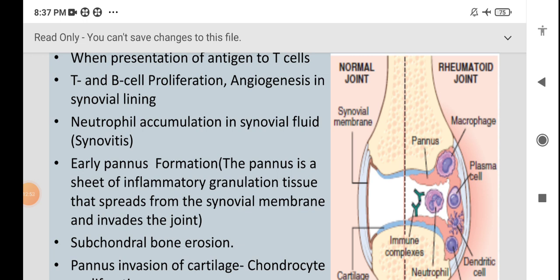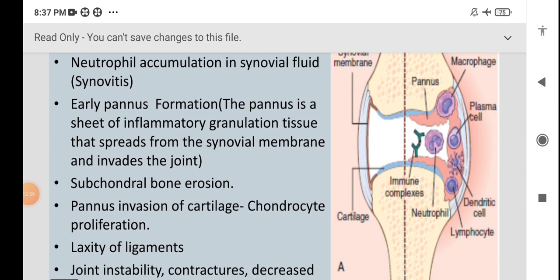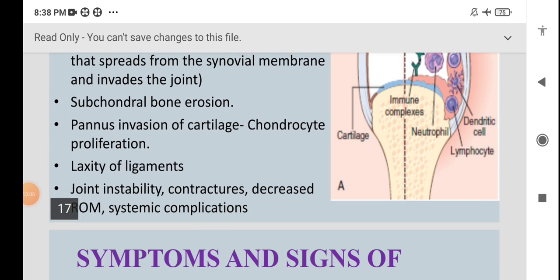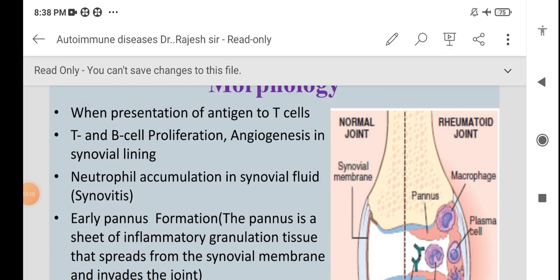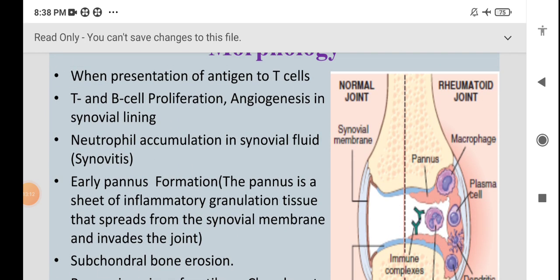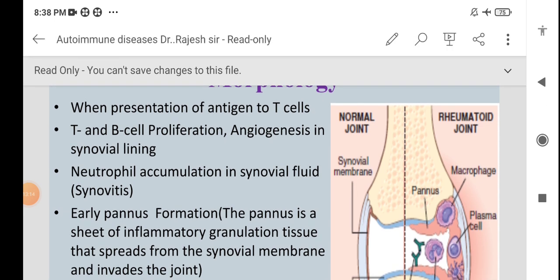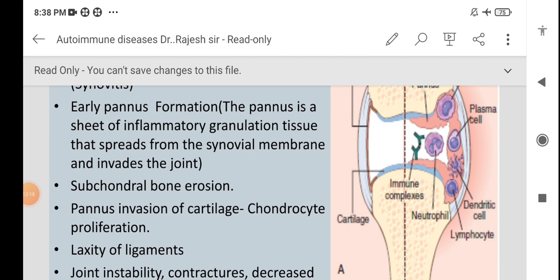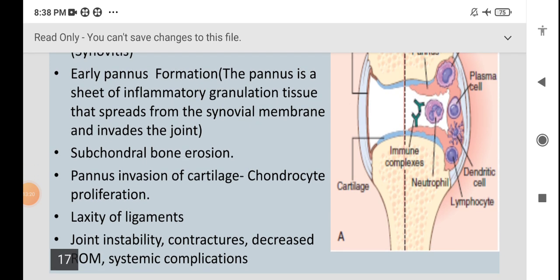Then you have subchondral bone erosion, pannus invasion of the cartilage, chondrocyte proliferation, laxity of ligaments, joint instability, contractures, and the systemic complications. So this is a schematic diagram here. What all changes: the macrophage influx, the plasma cell influx, the inflammation, the neutrophils in the joints.